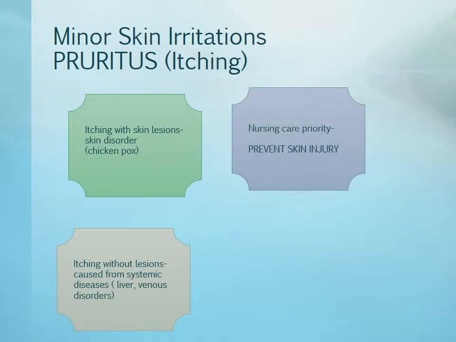The nursing care priority is to prevent skin injury and increase patient comfort. So as nurses, how can we prevent injury? We can do this by treating with topical or systemic medications, such as antihistamines, topical steroids, sometimes systemic steroids. And then there are other interventions that we could do, such as cutting fingernails short, encouraging mitten use, having a cool environment, promoting oatmeal baths, and then providing skin moisturizers.